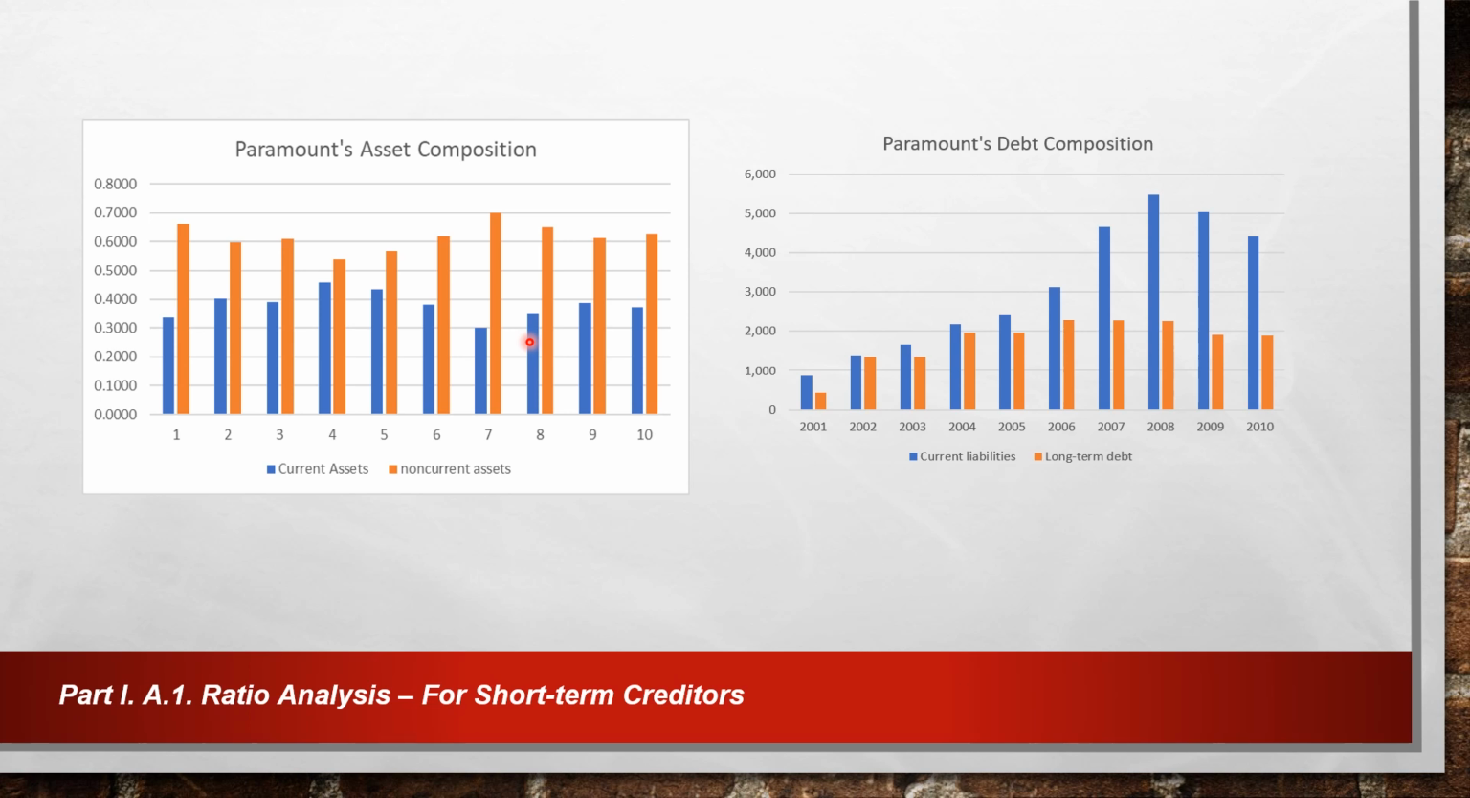So actually, the strategy of Paramount could be fueled by its desire to secure debts with lesser cost, because as we can remember, the yield curve, if it is normal, it is upward, so interest rates actually increase upward.